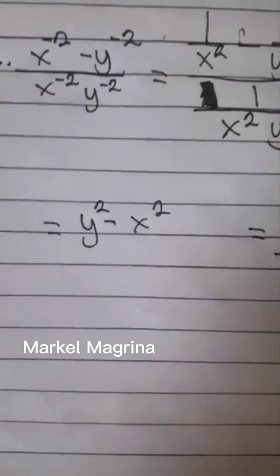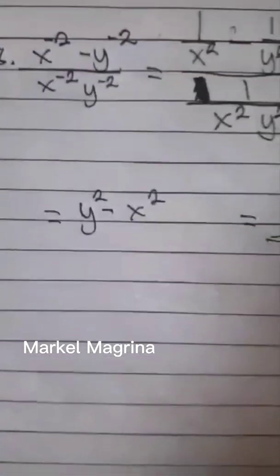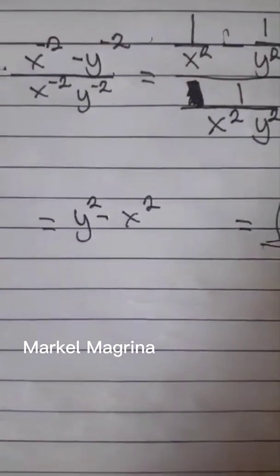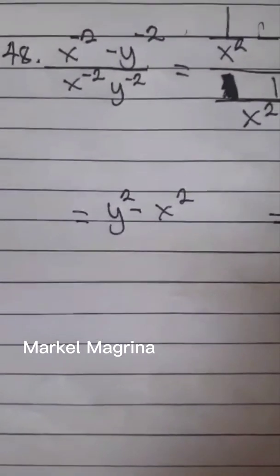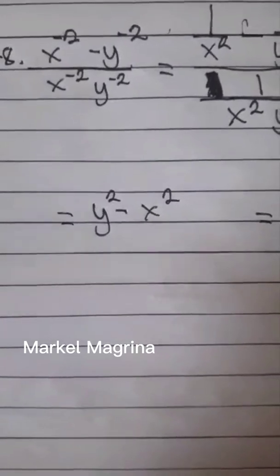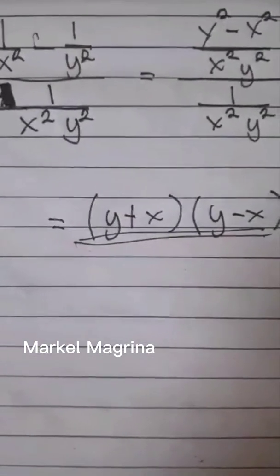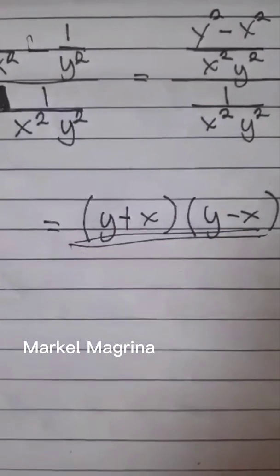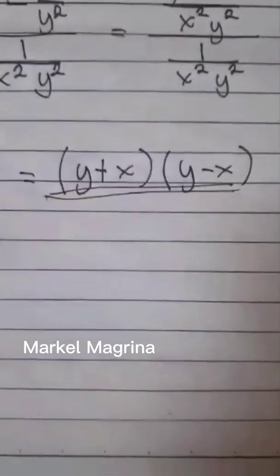So the answer that remains is y to the power of 2 minus x to the power of 2. Since it can still be simplified, because it is the difference of two squares, it can be separated. So the final answer is quantity y plus x times quantity y minus x. That's all for number 48.